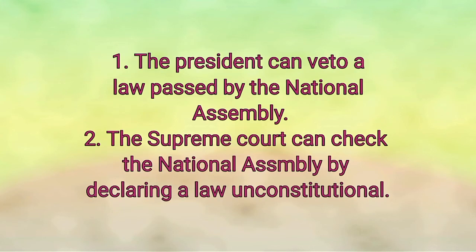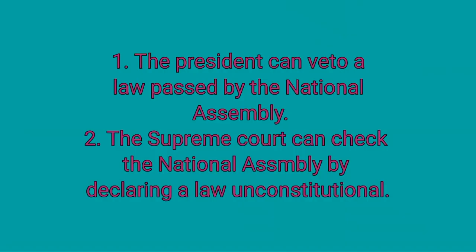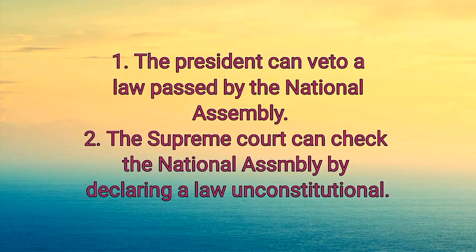For example, the president can veto a law passed by the National Assembly. What does this mean? If the president needs to sign a law and he refuses to sign it, that law becomes a vetoed law. Okay, then also the Supreme Court can check the National Assembly by declaring a law unconstitutional. So these are some ways that the arms of government check and balance themselves.